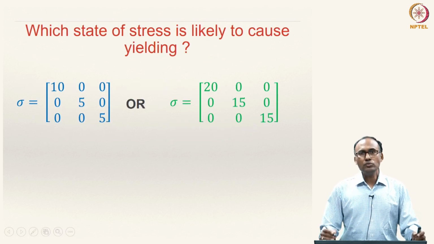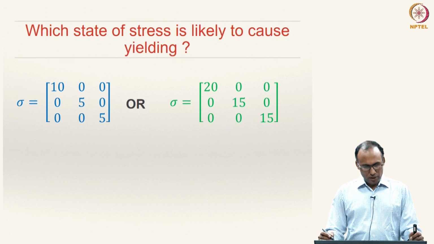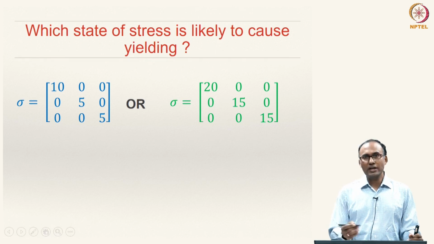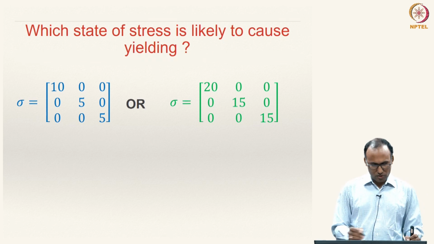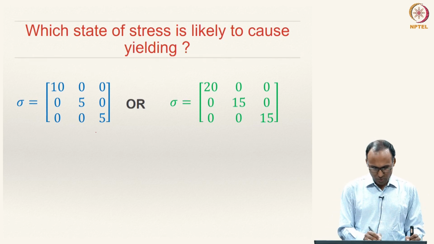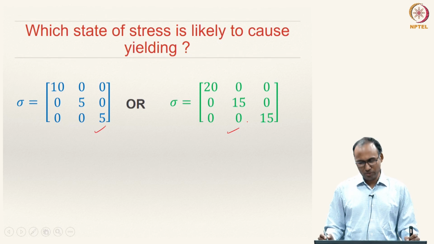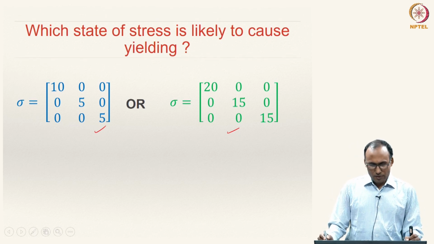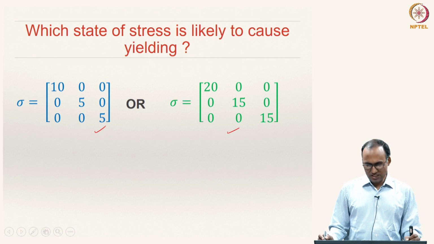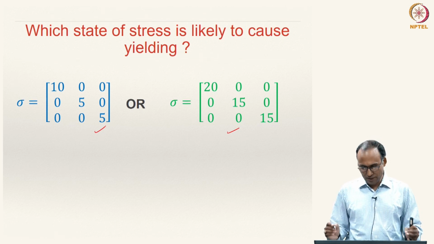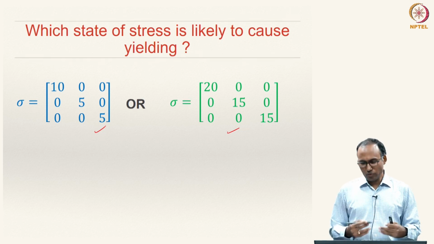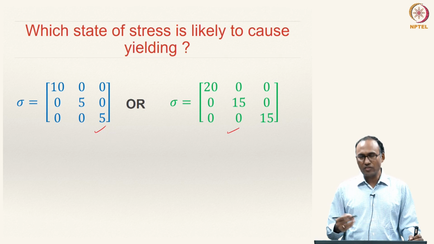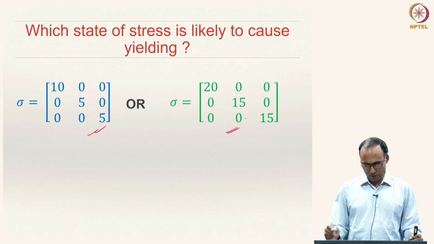Alright. Now, the question is the following, and we will try to answer this question towards the end of today's lecture. You are given two different states of stress, that is sigma equal to 10 0 0, 0 5 0, 0 0 5 in the principal frame of reference, and this is also given in the principal frame of reference. Which of these stress states is likely to cause yielding first, either this one or this one, right?